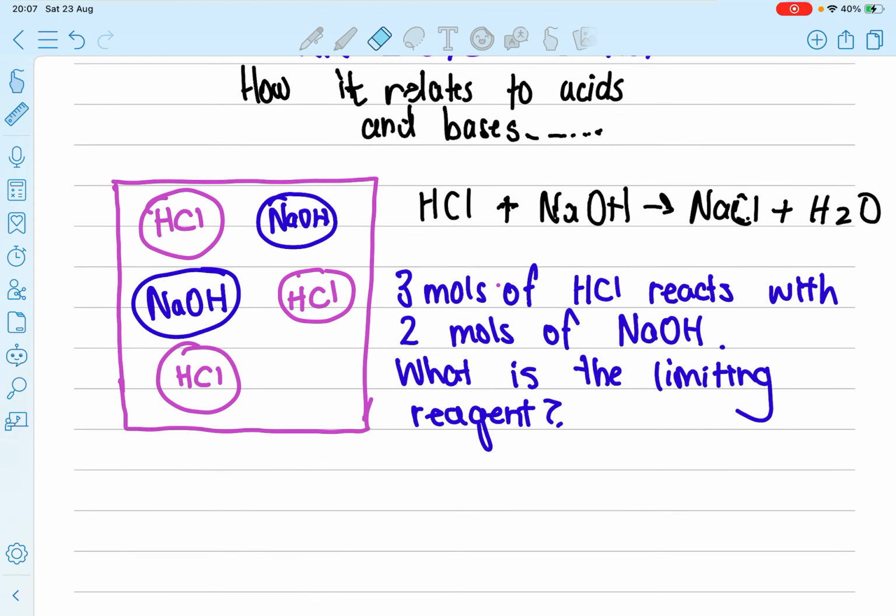Okay, so before we go on to how you can do that with calculations, let's look at how it relates to acids and bases. Same situation. Okay, I wrote it down. Very, very simple number of moles.